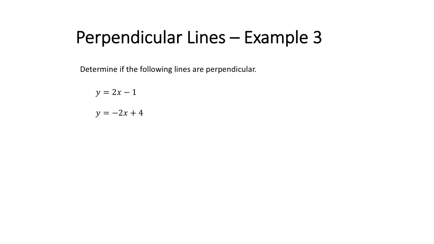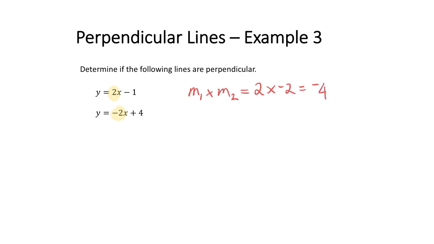We can see that both lines are in the form of y equals mx plus c, so we can easily identify our gradients. The gradient of the first line is going to be 2. The gradient of the second line is going to be -2. To test whether they are perpendicular, we need to multiply our gradients together. So gradient 1 multiplied by gradient 2 is 2 multiplied by -2, and that is going to equal -4.